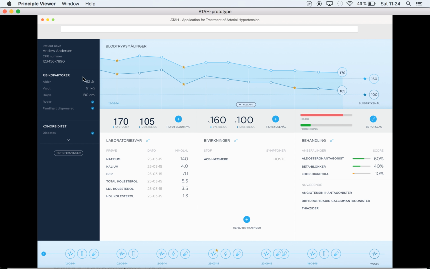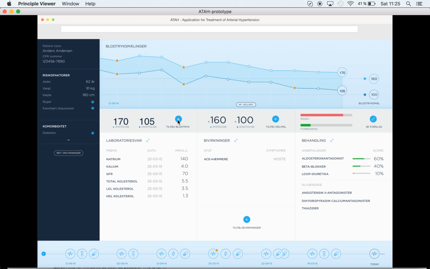Here he has some basic information about the patient's name and CPR number, which is pulled from Danish data registers, also risk factors and comorbidities. Down here we are pulling data from the laboratories on the blood values. We also have side effects in the middle, and then we have the medications that the patients receive and also a personalized medicine recommendation on the next best fit medicine for the patient to take.